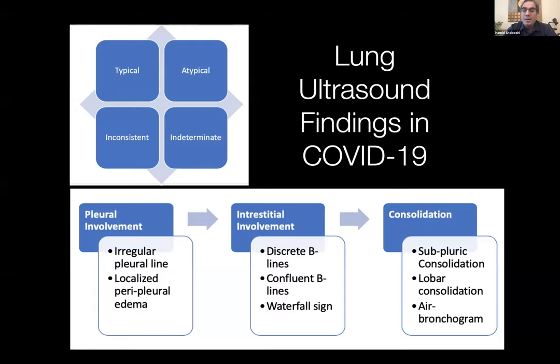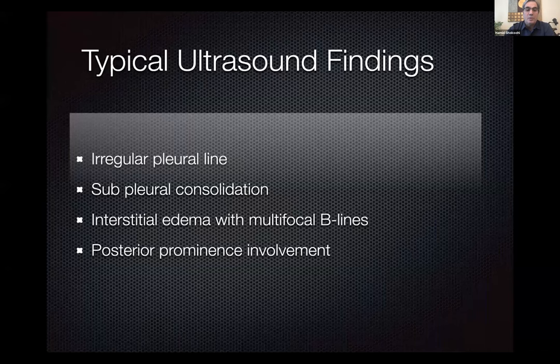Interstitial involvement is going to be based on the stage of the disease. It can present with discrete B lines, can move towards confluent B lines, and can be completely a waterfall or a white lung, a term we are all familiar with from CT and X-ray. In terms of consolidation, as I said, based on the stage of the disease, you can see subpleural consolidation, lobar consolidation, and maybe even air bronchogram, though that is very unlikely. Some people put subpleural consolidation as part of the pleural, but it doesn't matter where you categorize it. It's important that in all these three categories of findings, we should find some picture.